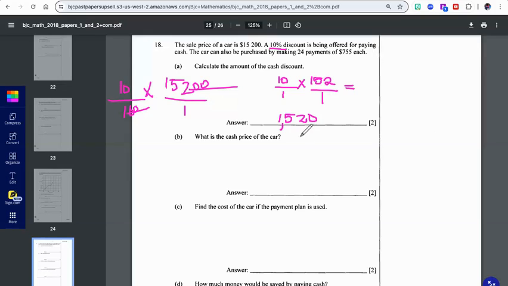What is the cash price of the car? How would I find the cash price of the car? If the discount was $1,520, then how do I find the cash price of the car? Give me the steps. I see persons are giving me answers, yes, but what did you do? Tell me the operation you did. Just type the operation in the chat.